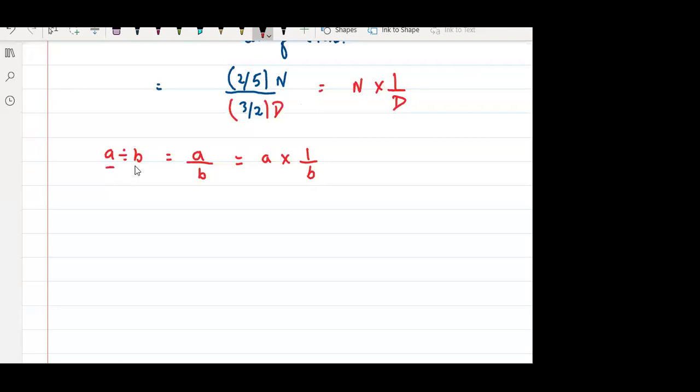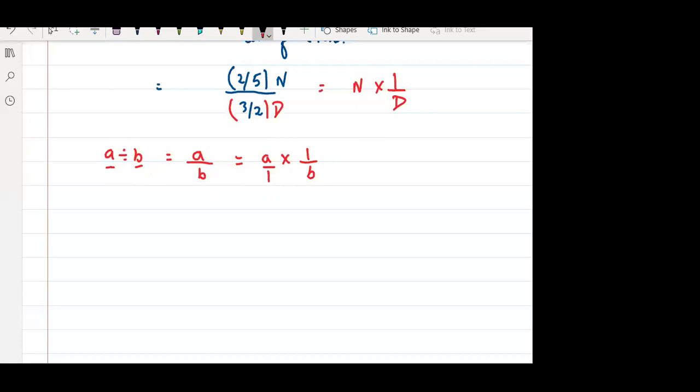So A divided by B can be represented as A by B. Right? And how can we write A by B in terms of multiplication? Can I say that it is A into 1 by B? Because it will be A into 1, B into 1. This is the basic division you must have studied in class 5th itself, right?